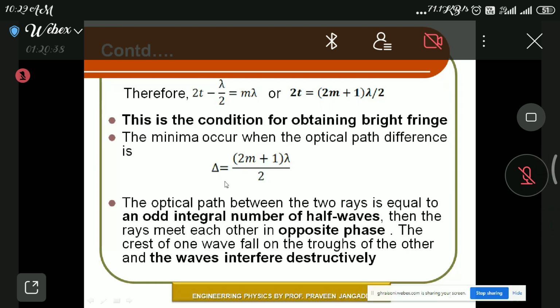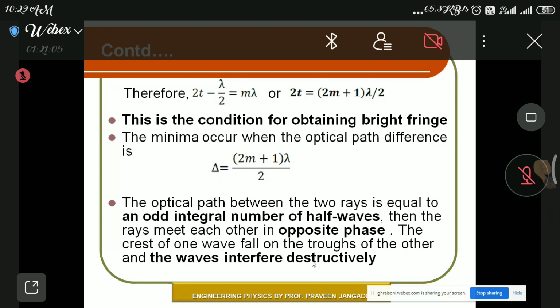Okay, so the minimum condition occurs when the optical path difference delta is 2m plus 1 lambda by 2. The optical path difference between the two rays is equal to an odd integral multiple of half wave. Then the rays meet each other with opposite phase. So the crest of one wave falls on the trough of the other, and the waves interfere destructively. This is the condition that we already studied in the 12th for destructive interference.